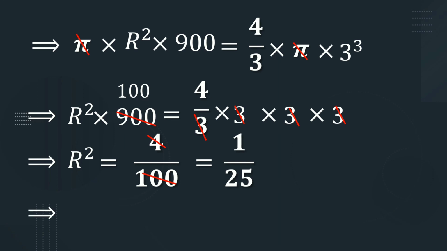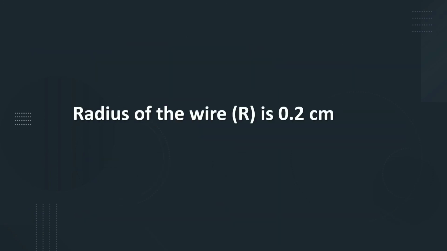R square is equal to 1 by 25. So R is equal to square root of 1 by 25, that is equal to 1 by 5. That is equal to 0.2. 5 2s are 10. So the radius of the wire R is 0.2 centimeter. Hope you have understood it well. Thank you.